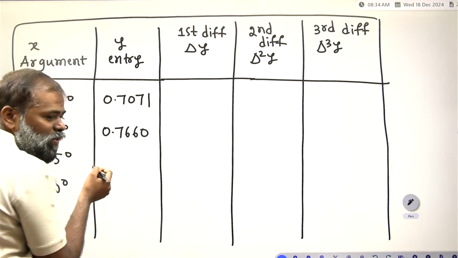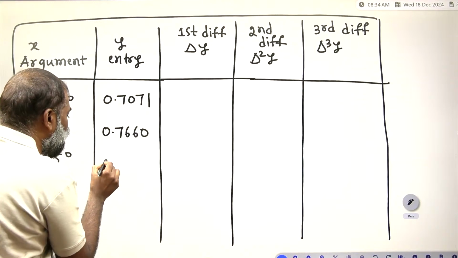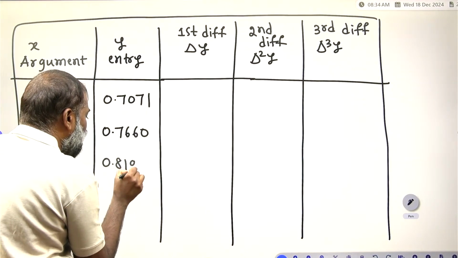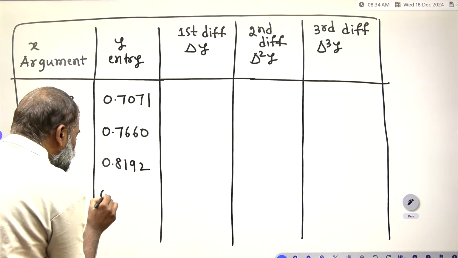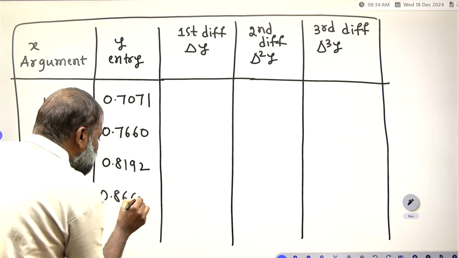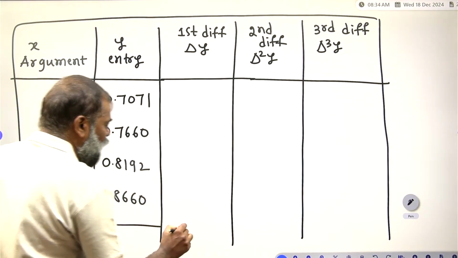Sine 55 is equal to what value? 0.7660. Sine 60 is equal to what value? 0.8192. Sine 60 is 0.8660. This is the given data I am writing.